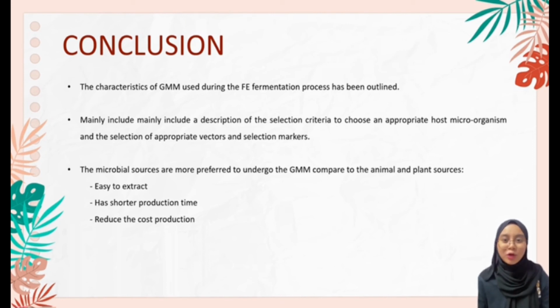Moreover, microbial sources are more preferred to undergo GMM compared to plants and animals. This is because it is easy to extract from the cell, it can reduce the time, and it can also reduce the production cost. Thus, it will increase gene expression to produce food enzymes that will provide benefit to the industry.